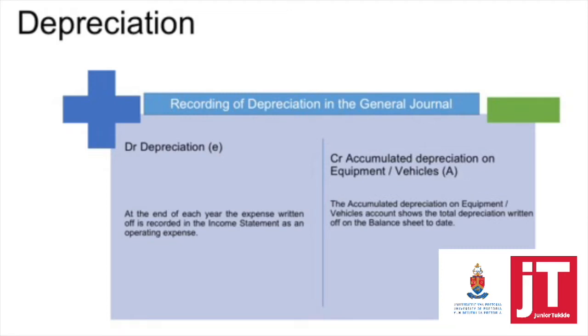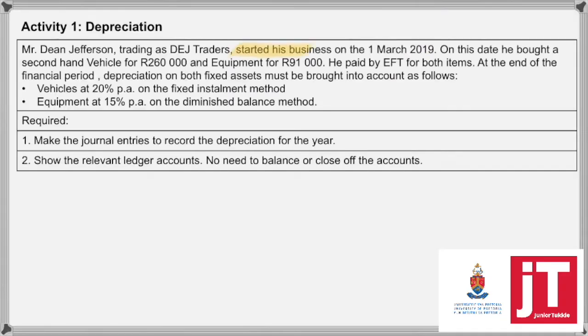So going forward and looking at an activity for all of this. Activity 1: Mr. Dean Jefferson, trading as DEJ Traders, started his business on the 1st of March 2019. On this date, he bought a second-hand vehicle for 260,000 Rand and equipment for 91,000 Rand. He paid by EFT for both these items. So in other words, he paid cash for them.